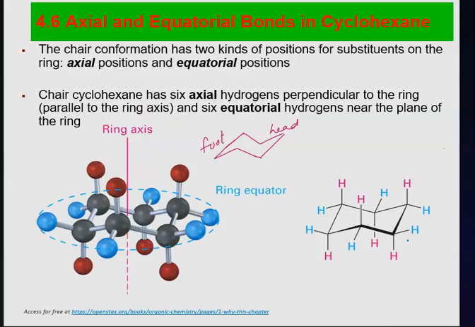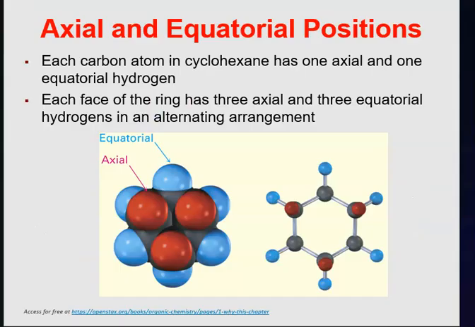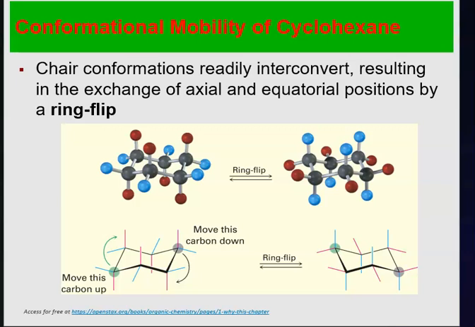We go back to the structure here. You can clearly see that at every carbon atom you have 2 hydrogens, one pointing on the top part of the plane and the other towards the bottom. At the same time, you also have one equatorial and one axial. Once you have learned to draw that, you can move on to the flip structure.